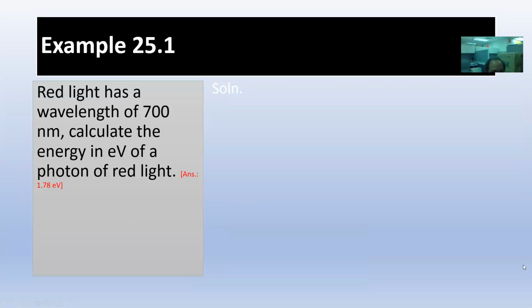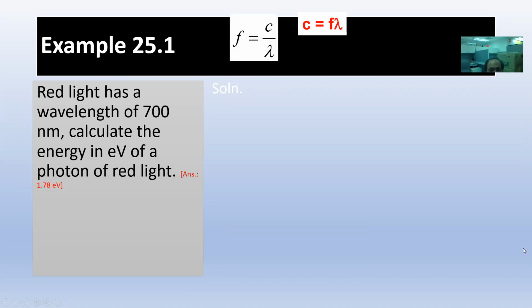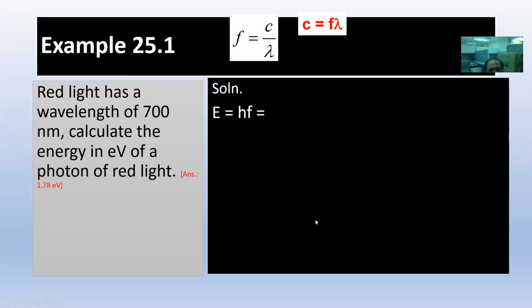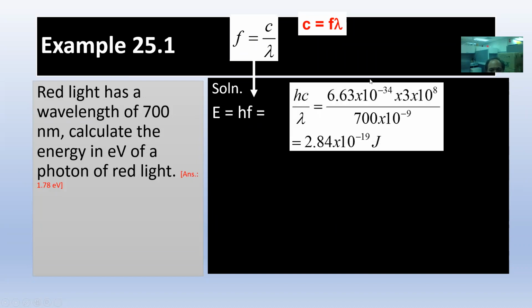Okay, so then you should be able to calculate using this formula. Basically, all this formula only. C is F lambda for the wave. And then you need now to calculate the energy. E equals H F. And then replace F with C over lambda. Then put in the value for H, value for C, and then 700 nanometer, change it to SI unit, and calculate out. Usually coming out, they will ask you to calculate that.